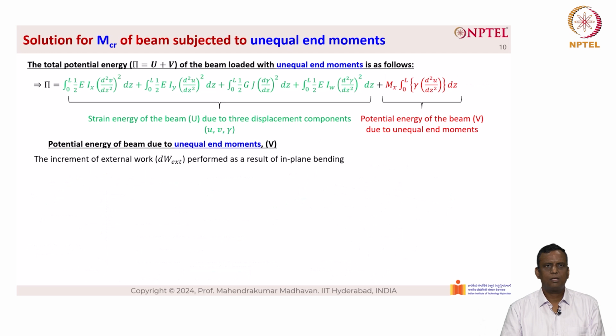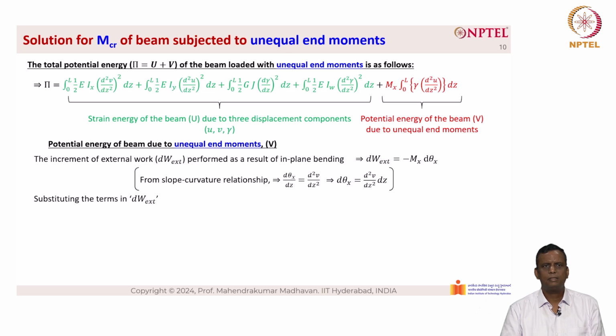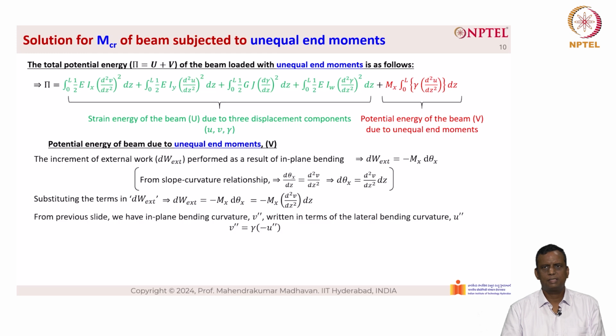The increment of external work dW external performed as a result of in-plane bending is given as dW external equal to minus Mx into d theta x. From slope curvature relationship, we have d theta x by dz equal to d square v by dz square, which implies d theta x equal to d square v by dz square into dz. Substituting the terms in dW external, we have dW external is equal to minus Mx into d theta x, which is given as minus Mx into d square v by dz square into dz.